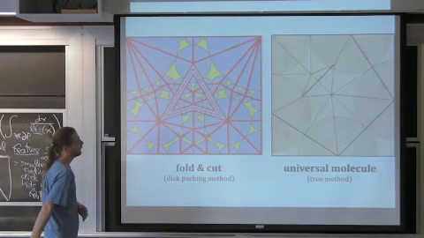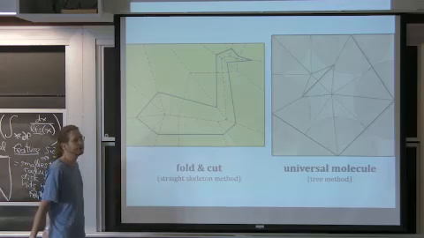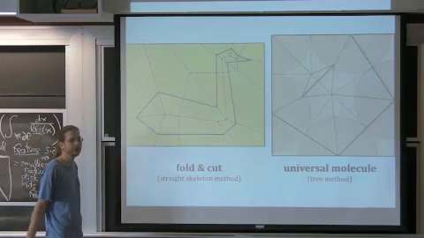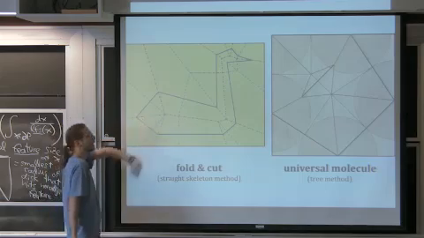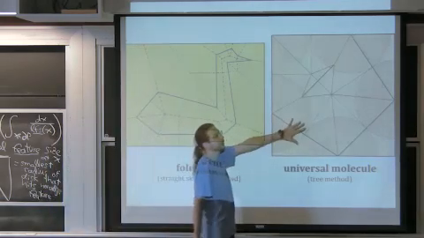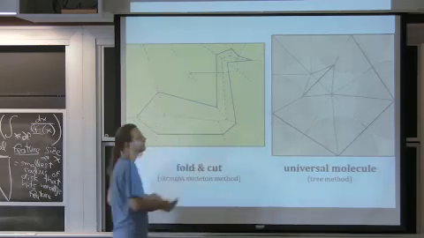Okay, so that was the disk packing method. Then there's the straight skeleton method. These look much more different, but in fact, they are quite related. If you do fold and cut on a convex polygon, it gives you roughly the universal molecule, just with no gussets. So here, neither one is more general than the other.